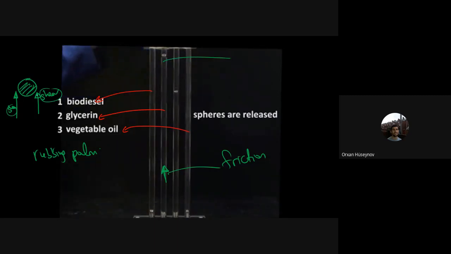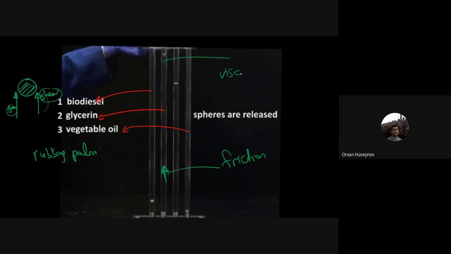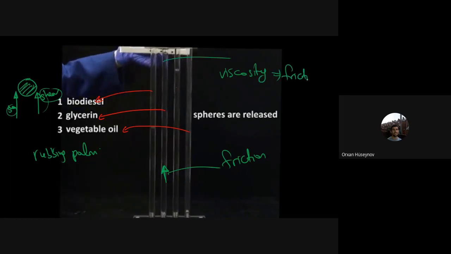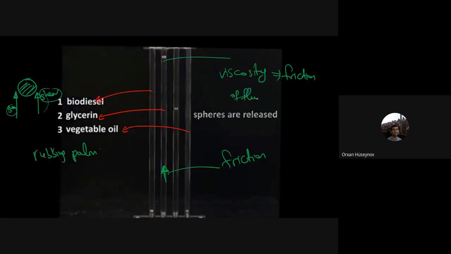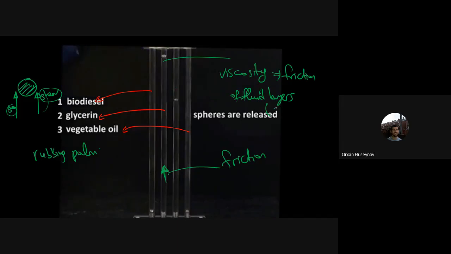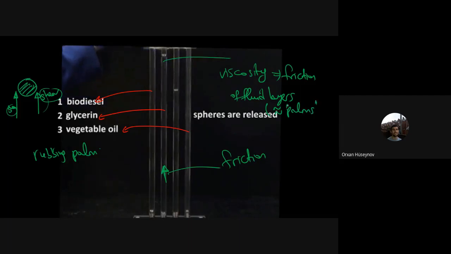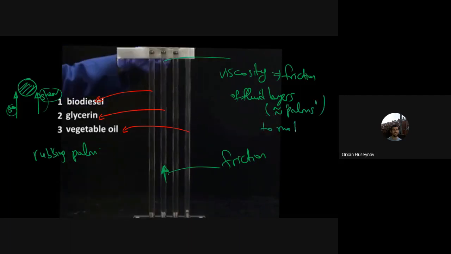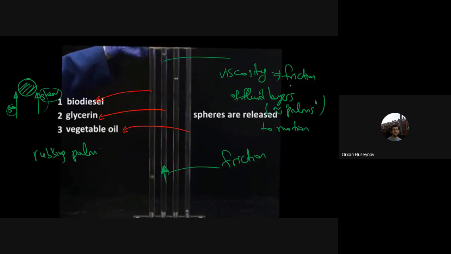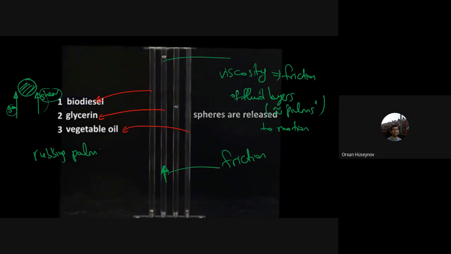This force, this friction against the motion, is called viscosity. What is viscosity? Viscosity is friction of fluid layers. And the fluid layers, you can say, are very similar to palms. This sphere tries to fall, but the friction of the fluid layers prevents it, and that is what we call viscosity.